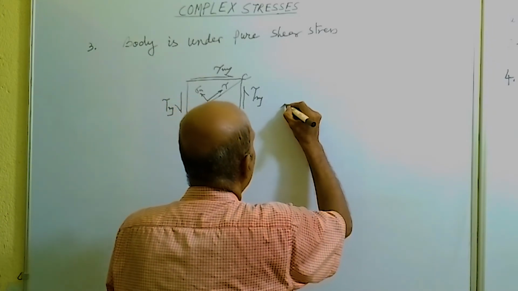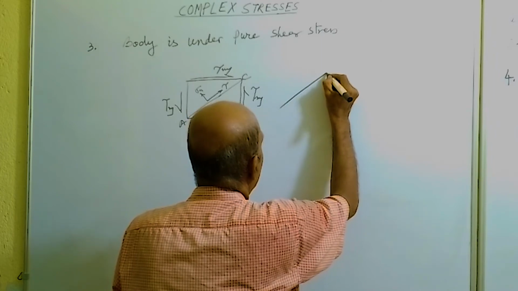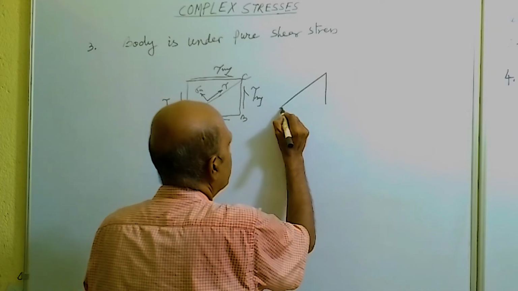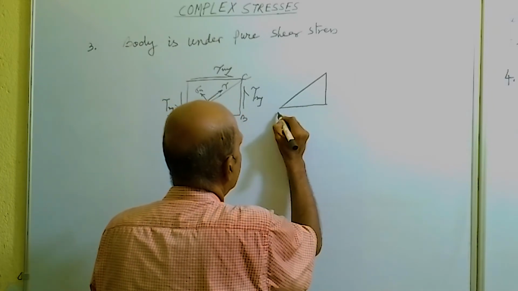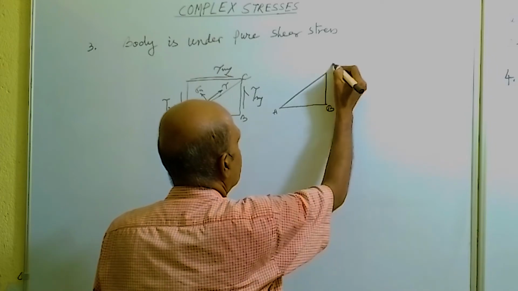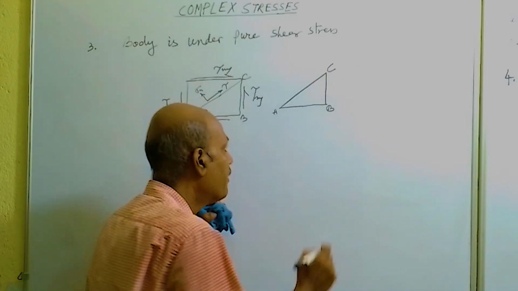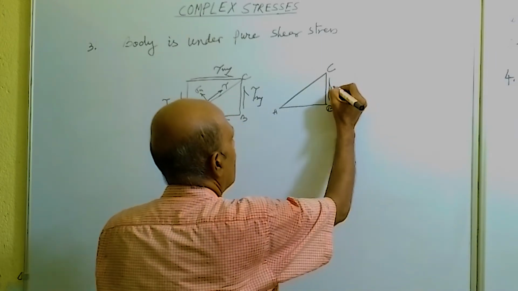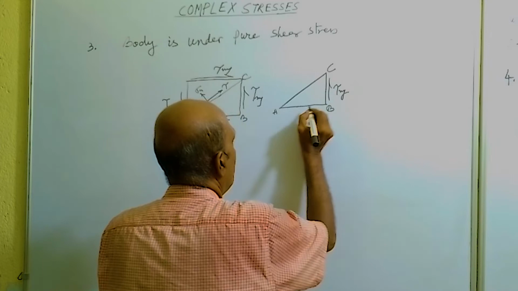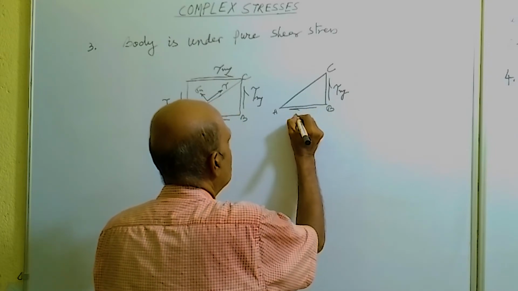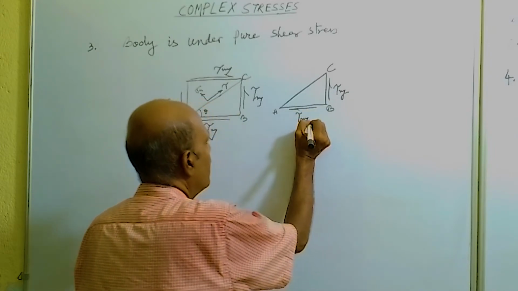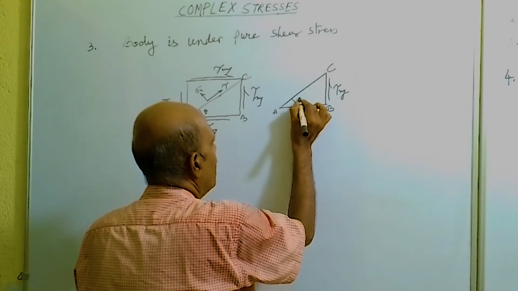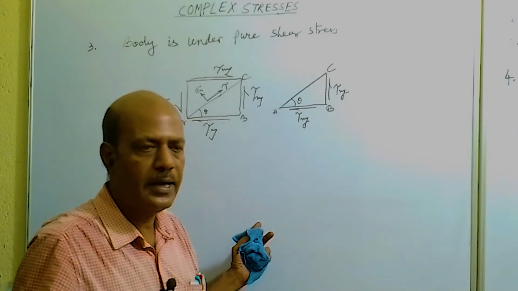So we are drawing separately the stress element. Now the stress element is making an angle theta with x direction in anti-clockwise sense. So this is your ABC. AC is the inclined plane, and on x face, tau xy stress is acting, and on y face also tau xy stress is acting in clockwise sense. Now this angle is theta. Now we will draw the vector diagram.